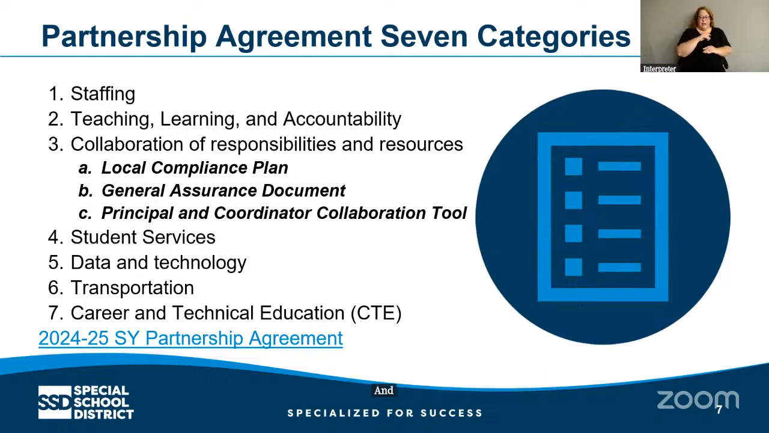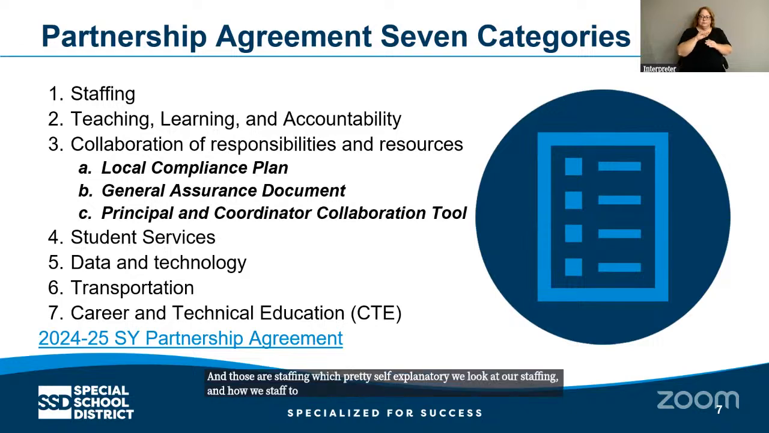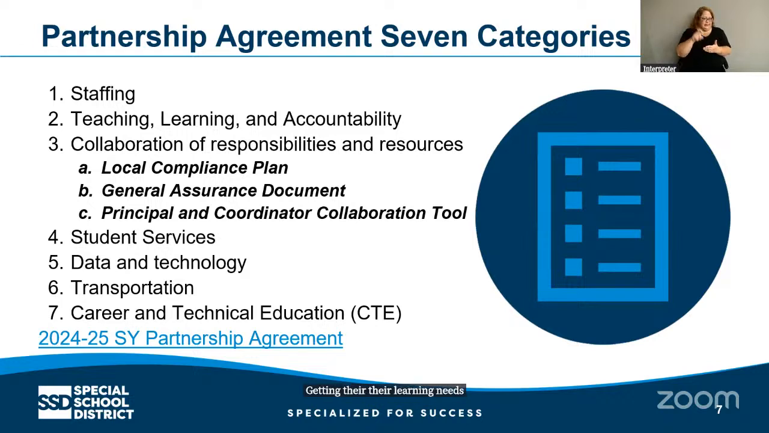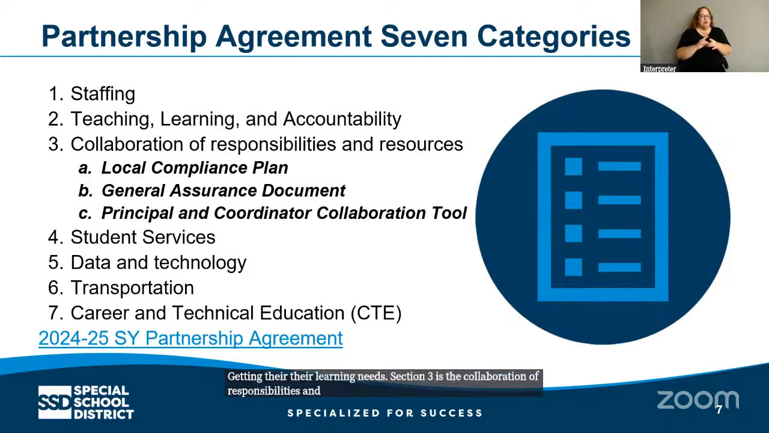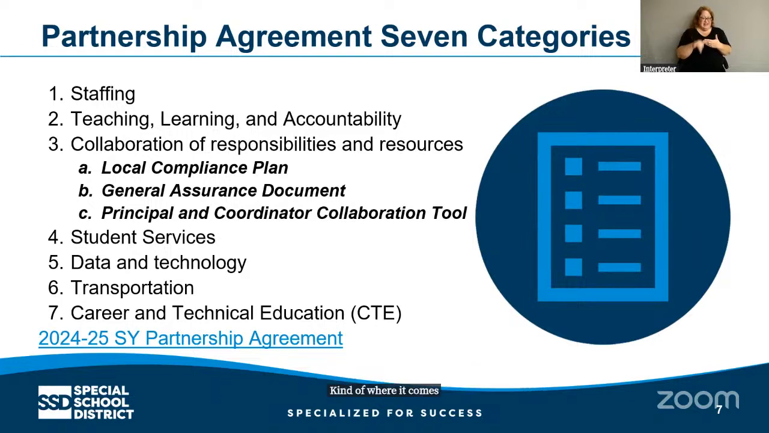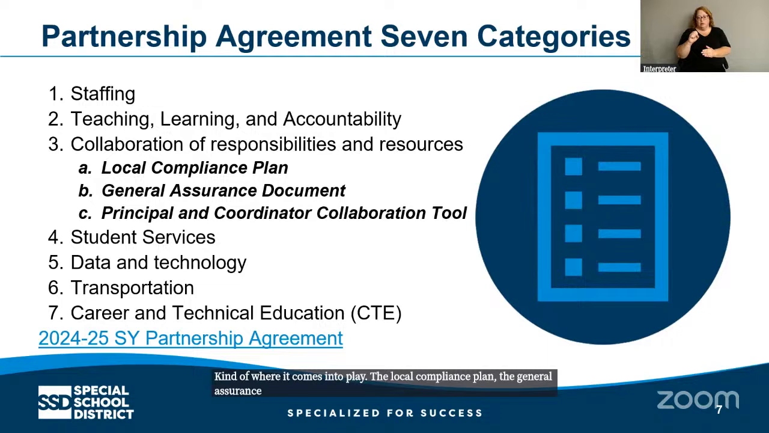And those are staffing, which is pretty self-explanatory, where we look at how we staff to meet students' needs. Our teaching, learning, and accountability, which gets into those instructional components and what we both do to make sure that our students are getting their learning needs met. Section 3 is the collaboration of responsibilities and resources, and that's where the local compliance plan, the general assurance document, and the principal coordinator collaboration tool come into play, because that's where we dig into our administrators with special education, our boards, our superintendents, really seeing and utilizing these documents and these tools to see how we can effectively partner.